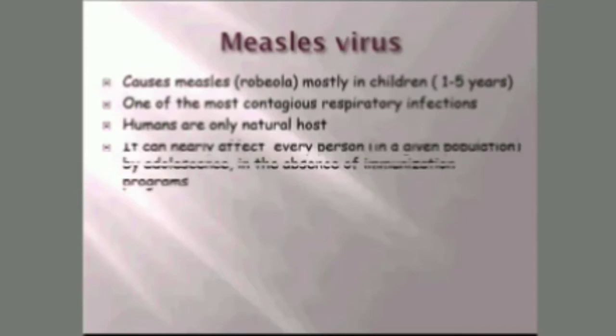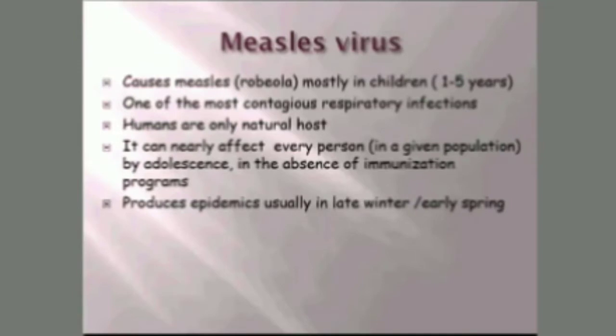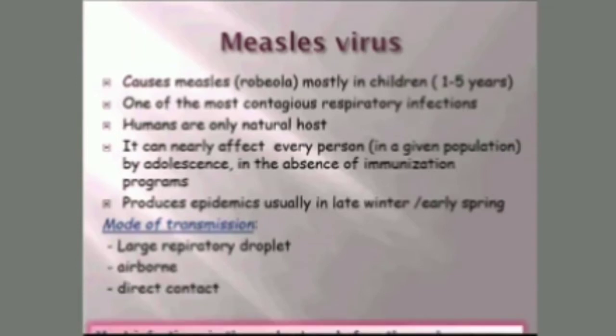Humans are the only natural host, and it can affect every person in a given population by adolescence. In the absence of an immunization program, infection is the only method for gaining immunity. It usually produces epidemics in late winter or early spring, and the mode of transmission is large respiratory droplets, either airborne or direct contact. Most infections occur in the early stage before the rashes appear.